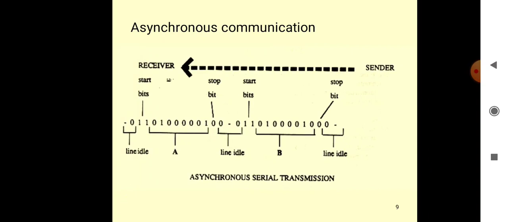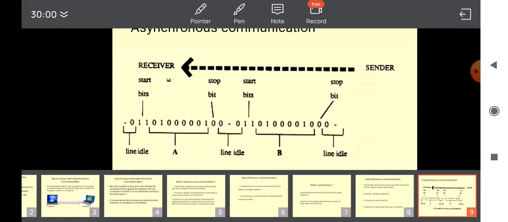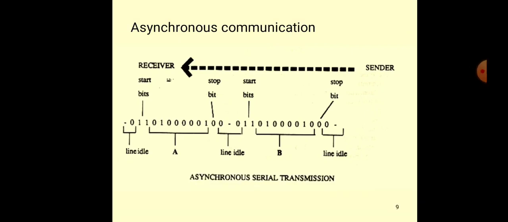Asynchronous communication. A receiver and a sender. Line idle A, line idle B, line idle. Start bits, stop bits. Asynchronous serial transmission. So here we are having start bits and stop bits. So asynchronous type of communication specifies that you are having a sender and a receiver. Line idle will be there, then B, line idle A, line B. So what it will do is, you will have a stop bit, you will have start bits. Again stop bits and start bits.